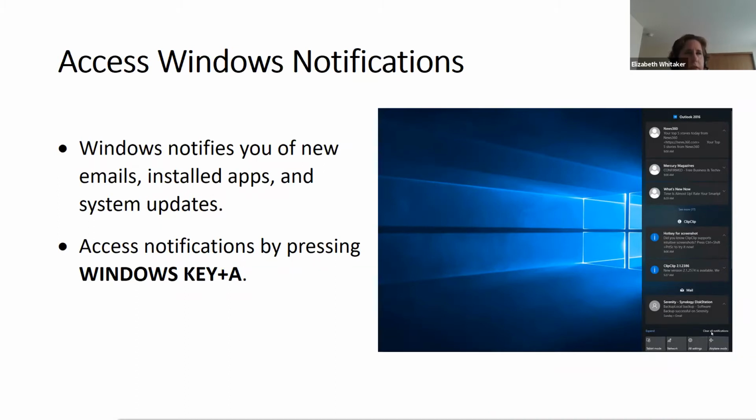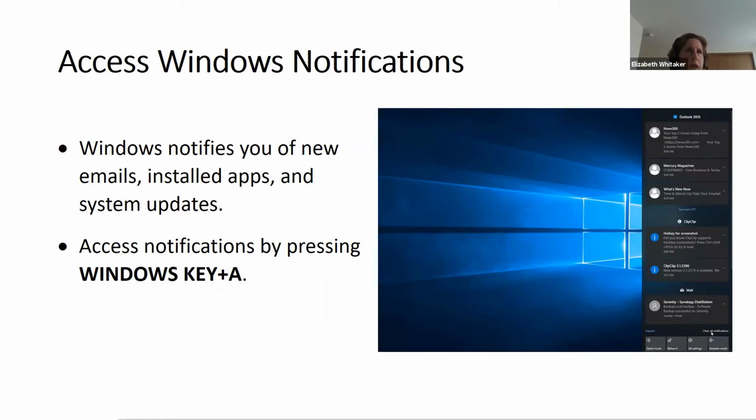All right, so we're going to go on to accessing Windows notifications. Windows notifies you of all kinds of things. It'll let you know when you have new emails, installed applications, system updates. And sometimes it's really frustrating because you'll hear a notification come in and then all of a sudden it goes away. And you think, well, how do I get to that now?